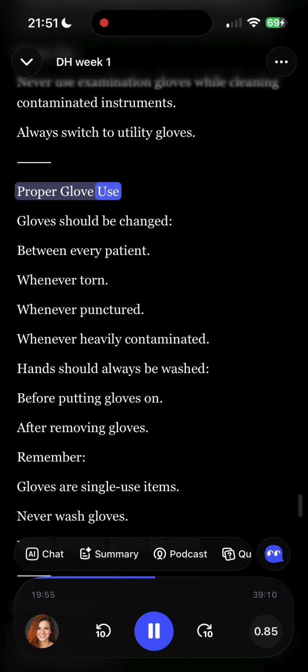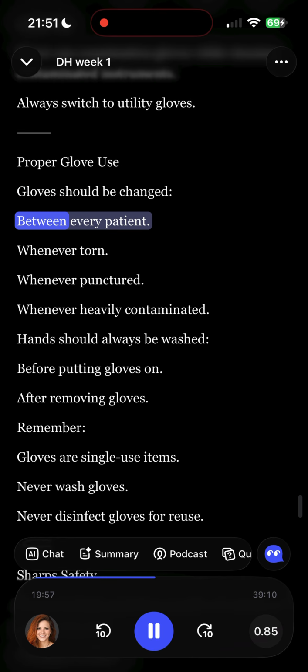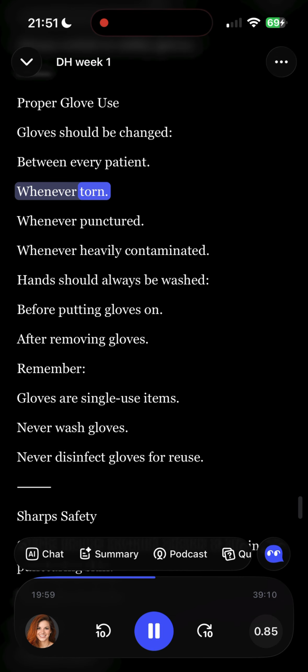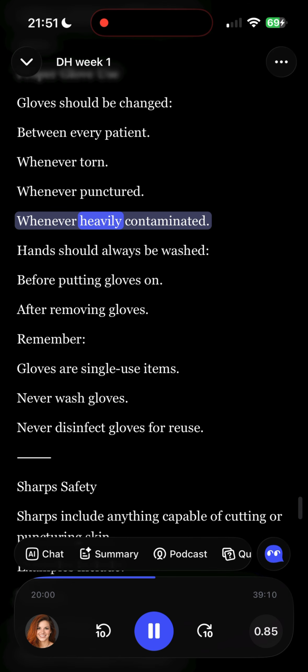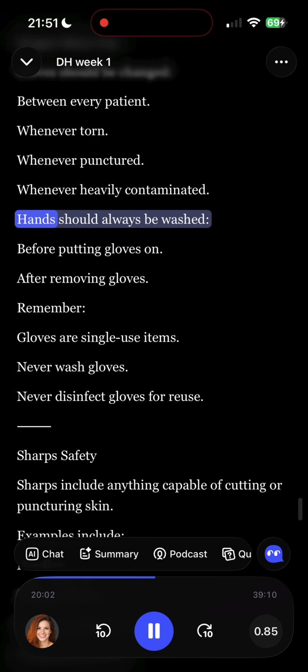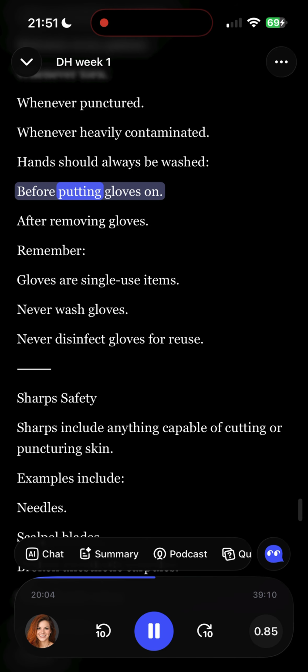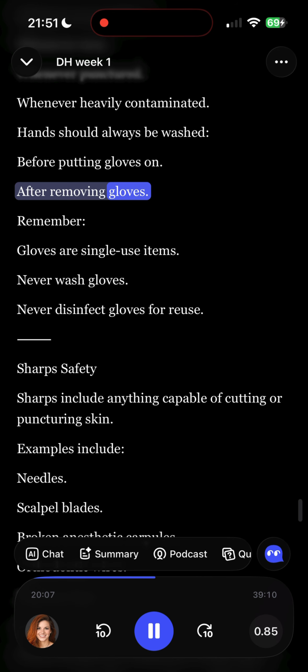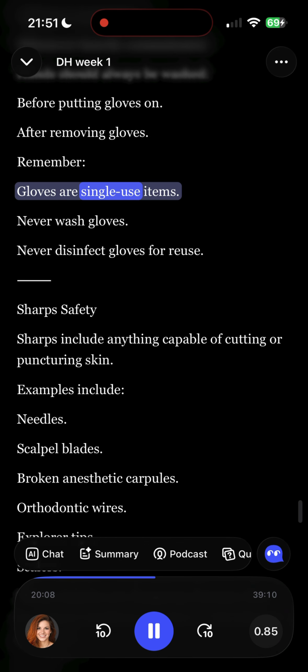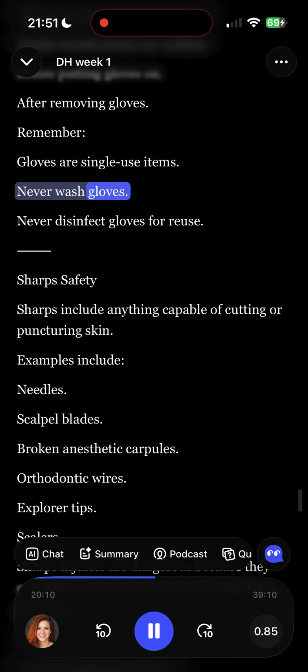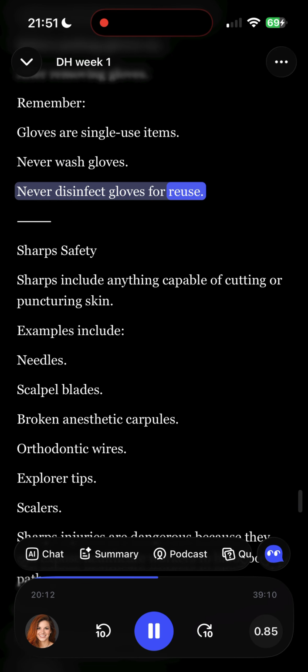Proper glove use. Gloves should be changed between every patient, whenever torn, whenever punctured, and whenever heavily contaminated. Hands should always be washed before putting gloves on, and after removing gloves. Remember, gloves are single-use items. Never wash gloves. Never disinfect gloves for reuse.